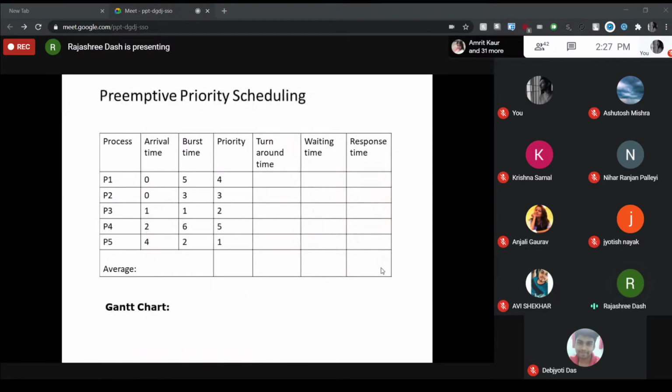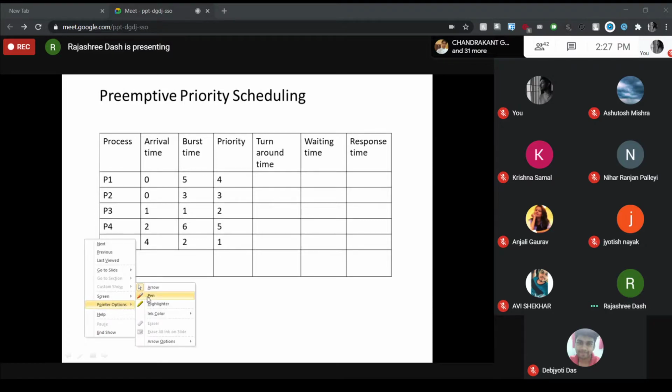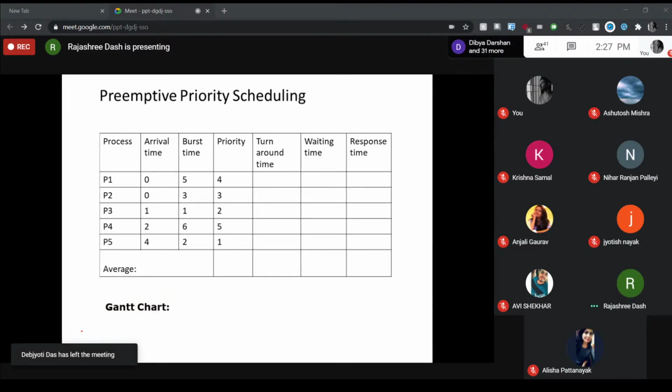Okay. So now come to the preemptive priority scheduling. Once again, write the same problem. Now let's solve it using the concept of preemptive priority scheduling. Again here, as the arrival times are different, let's draw the ready queue.